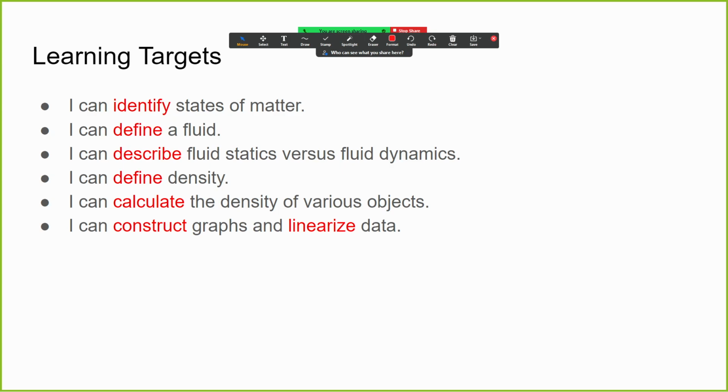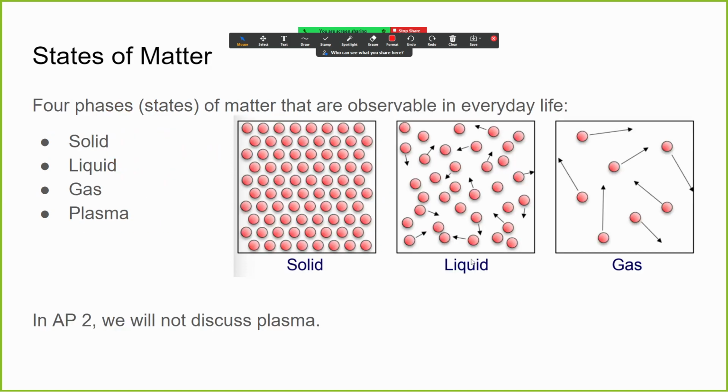I can calculate the density of various objects. So again, it may be as simple as rho, the symbol for density, is equal to mass over volume, but it's not always that simple. We've learned that physics is very rarely that easy with that kind of equation. And then the last one is that I can construct graphs and linearize data, and I know that both of those are our absolute favorite things. So we will get to do a whole lot of that once again.